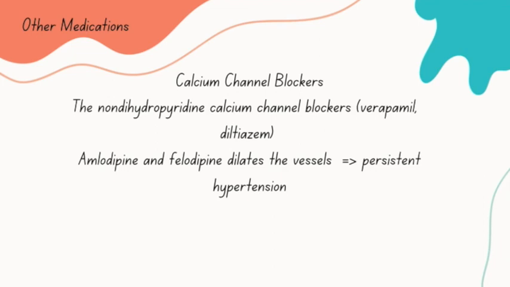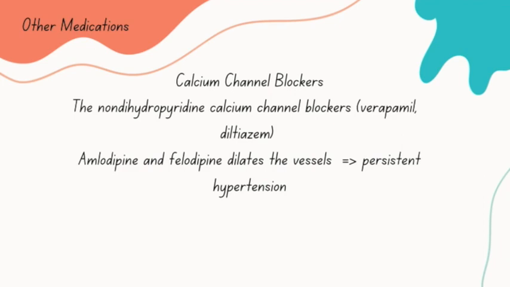So usually the non-dihydropyridine calcium channel blockers, verapamil and diltiazem, would you give them in heart failure? No, no. Calcium channel blockers block calcium. If you don't have calcium, you can't contract. What is heart failure? It's a problem with contractility. So if you have a problem with contractility and you make the patient further not contract, this will make heart failure worse.